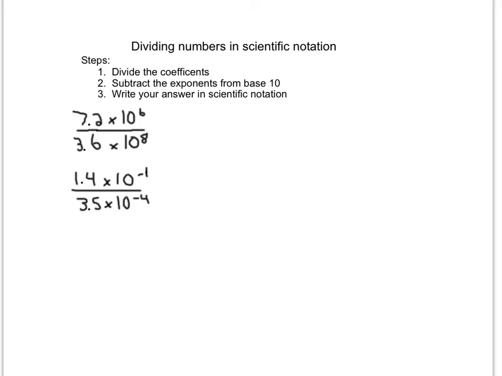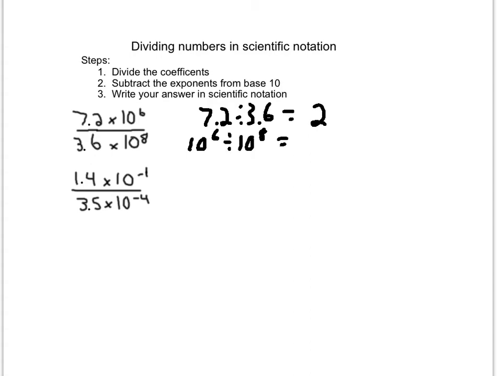For dividing numbers in scientific notation, again, the steps are here. They are very much like the multiplication rules, except just kind of backwards with division. First thing we're going to do is divide the coefficients. So I'm going to take 7.2 and divide it by 3.6, and that equals 2. Then I'm going to subtract the exponents from the base 10.